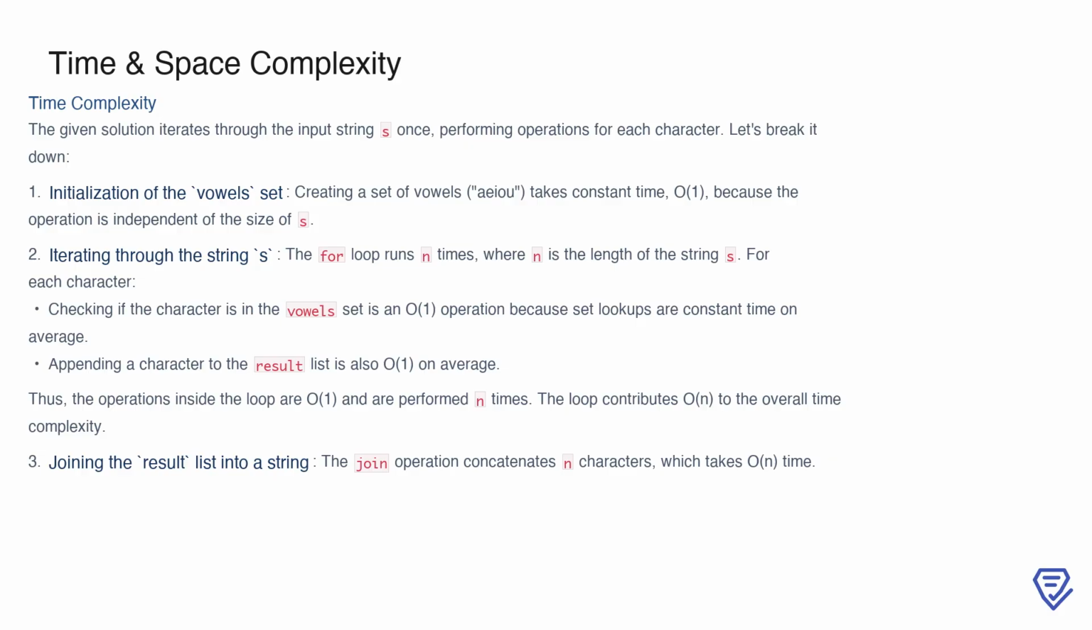Finally, after the loop, we use the join method to combine the characters in the result list into a single string. This operation processes all n characters in the list and thus takes O(n) time. Altogether, we have three steps: O(1) for initialization, O(n) for the loop, and O(n) for joining, which results in an overall time complexity of O(n).